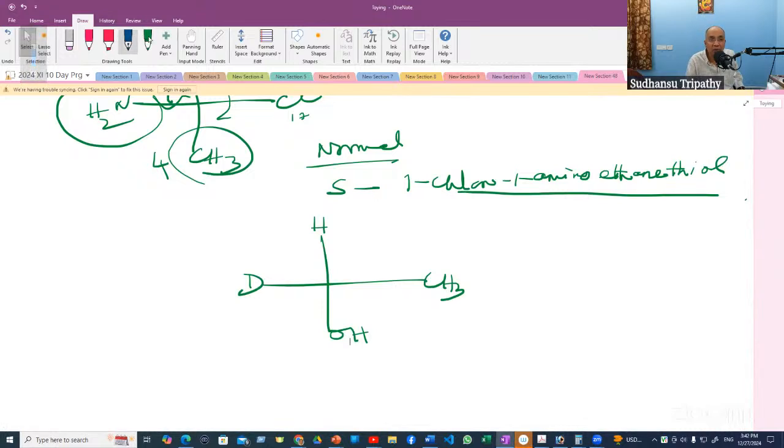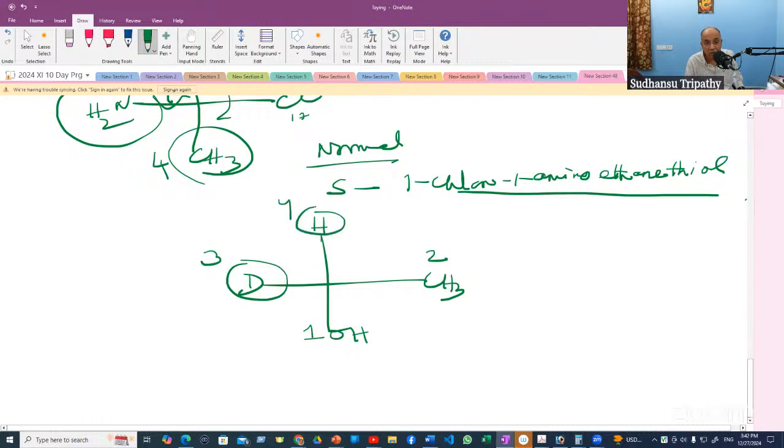Number 1 is this one, number 2 is methyl, number 3 is deuterium, number 4 normal rule. So 1 to 2 to 3 anticlockwise. So this is S. And the name of this is 1-deuteroethanol.